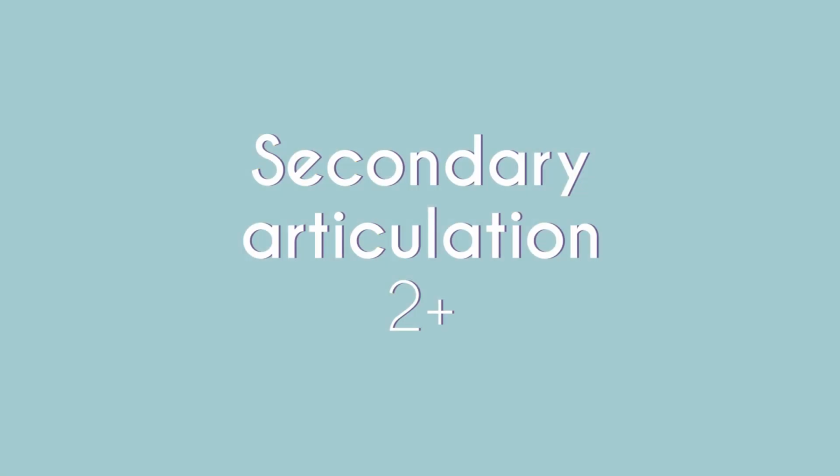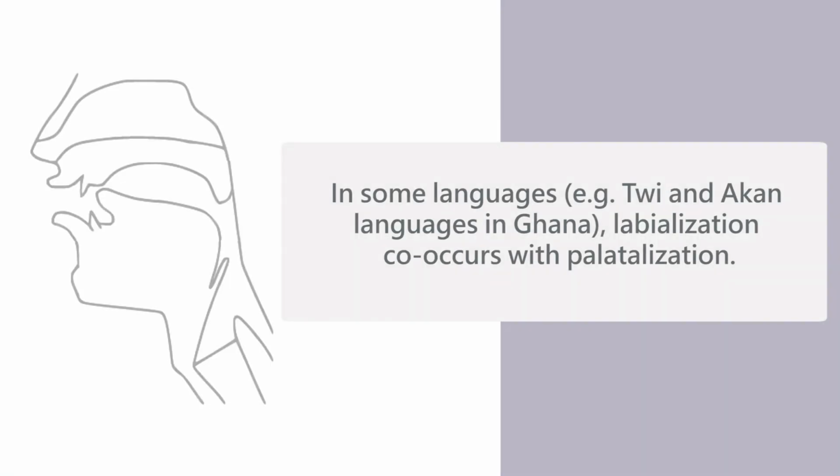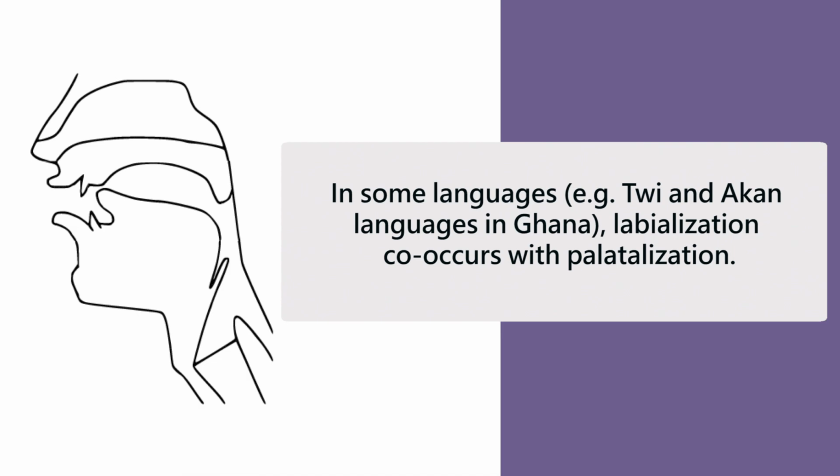Speaking of mixing secondary articulations, there are languages that have a higher tendency to combine labialization with other secondary articulations. In the case of Twi and other Akan languages in Ghana, Africa, these languages tend to mix labialization with palatalizations.